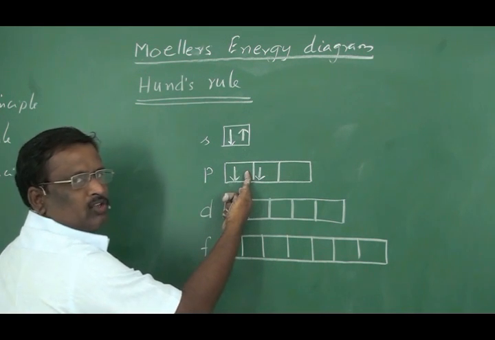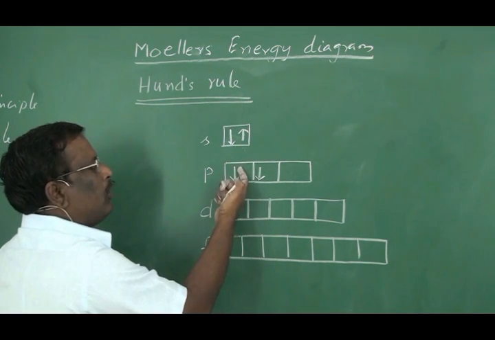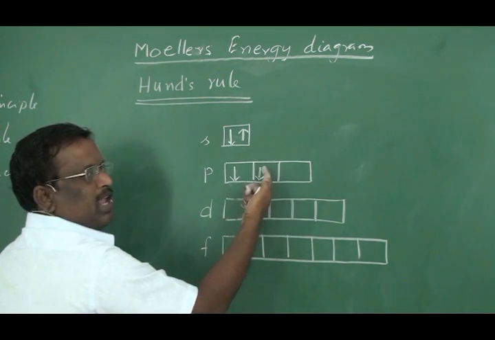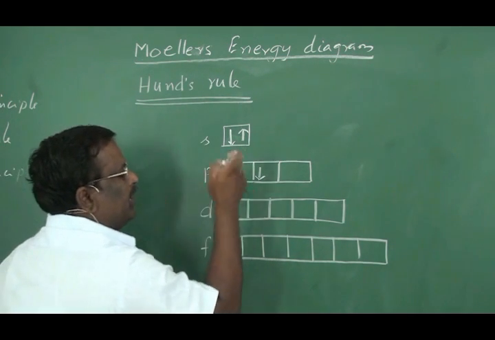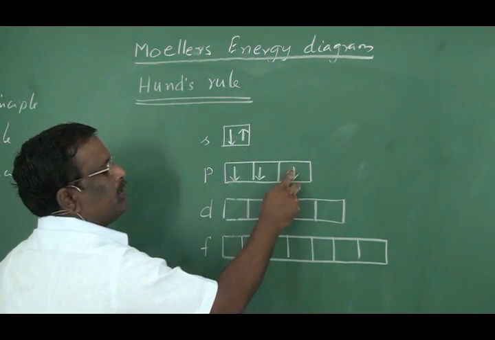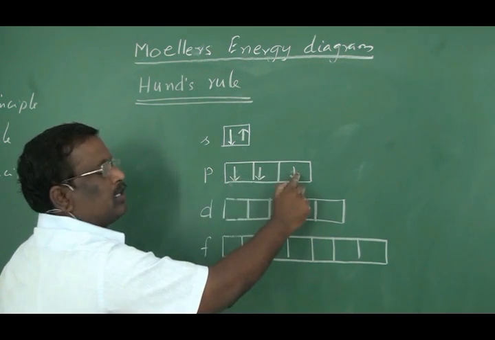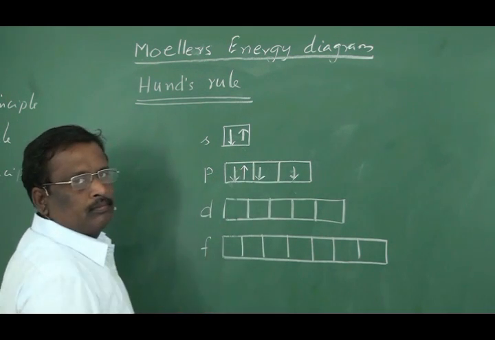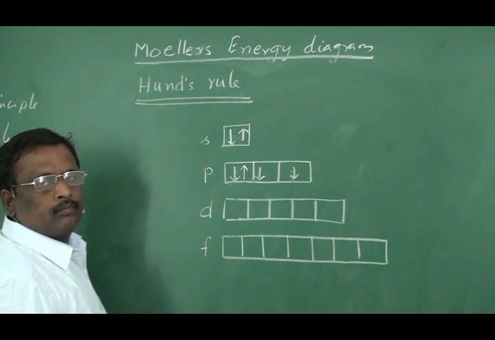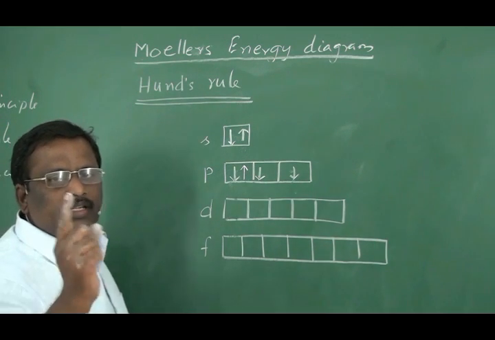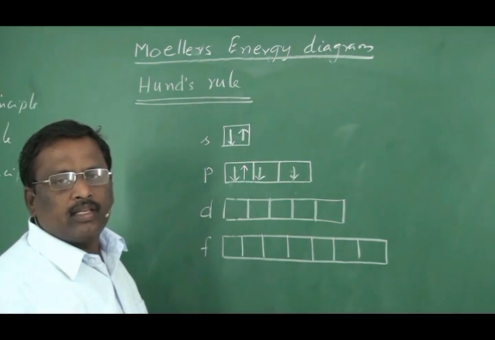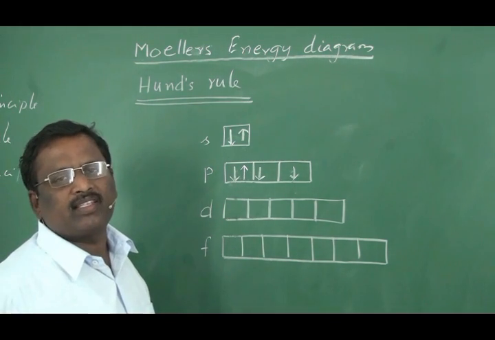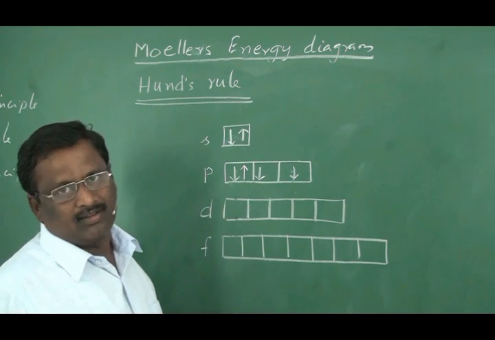Though there is a place for 1 more electron here, the pairing will not occur just like in the s orbital, because of these available orbitals with the same energy. So the pairing is possible only when all these orbitals are filled. That means when 3 orbitals are filled with 1 electron each, then the 4th electron will pair up here. So in the p sub-energy level, pairing will take place from the fourth electron. It is not possible for the second electron to pair with the first electron.